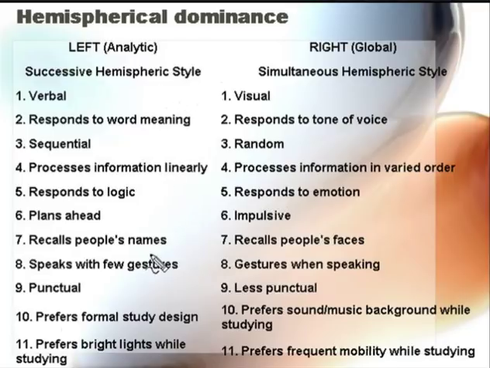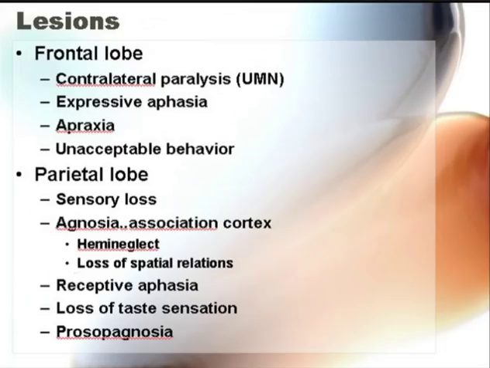Let's now look at lesions. So let's look at what happens when we have frontal lobe lesions. Obviously, when the frontal lobe is involved, the primary thing that happens is that the motor cortex is involved. So if the motor cortex is involved, obviously you will have what is called contralateral paralysis, and it will be of the upper motor neuron type.